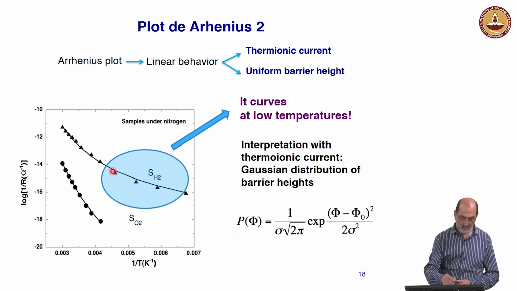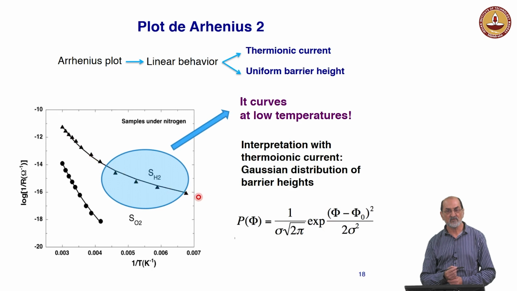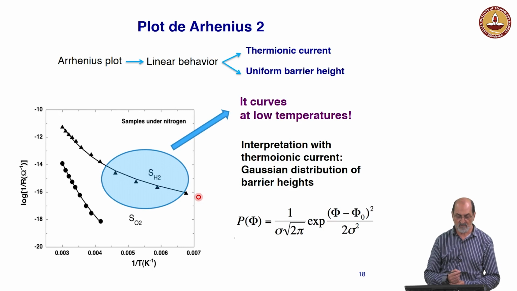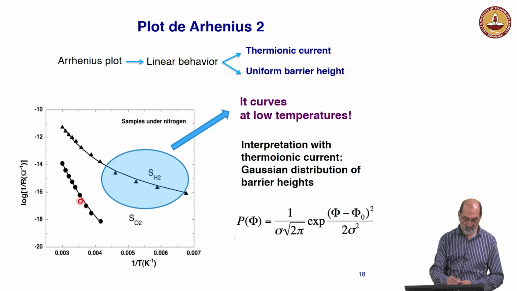This was a sample prepared under hydrogen. And in hydrogen we have a larger conductivity because there is a larger number of oxygen vacancies. Without oxygen we can reach this place because we cannot measure below that. The conductivity is too low and the current is not enough to measure it.